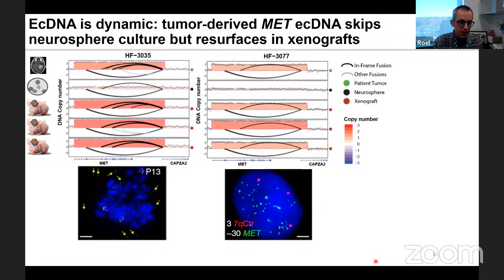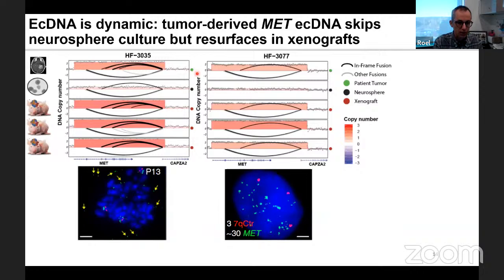One interesting observation to us was that it helped to show the dynamic nature of ecDNA. Here are two tumor samples, HF3035 and HF3077. In both tumor samples, we detected a focal amplification of the MET gene. This amplification is actually pretty straightforward. It seems to consist of one single focal DNA segment amplification. And even though it looks similar, it's different between the two tumors. If you closely zoom in on the boundaries of the DNA segments, you'll find that they are different. Therefore, the amplifications are actually independent of one another.